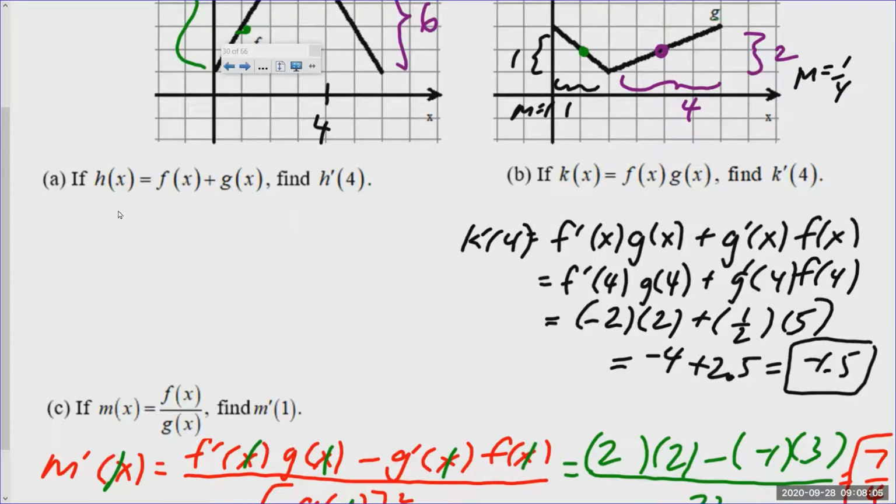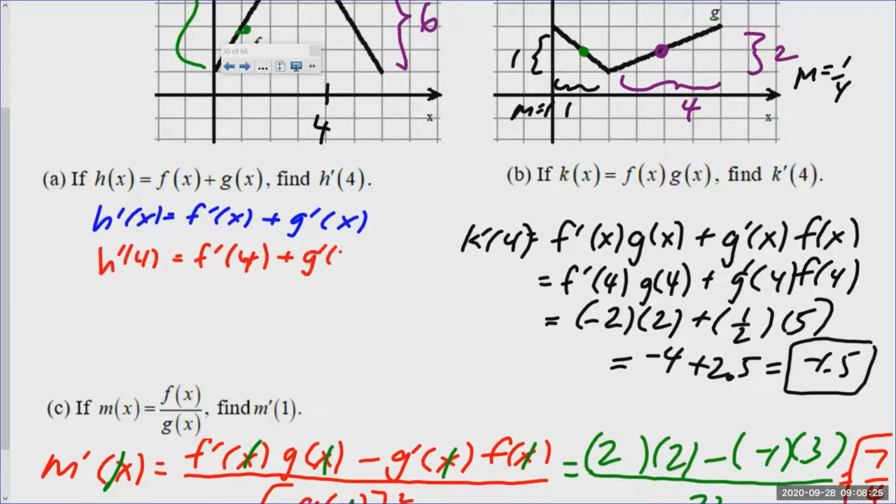Okay, if they want you to find h prime, and they give you h is equal to f prime plus g prime, then h prime of x is actually equal to f prime of x plus g prime of x. Are you good with that? That's the sum and addition rule in derivatives. All right, same thing with limits, you would do the same. So if you want h prime of 4, then that's really just f prime of 4 plus g prime of 4. Okay, now here's the tricky part. How do I find f prime of 4?